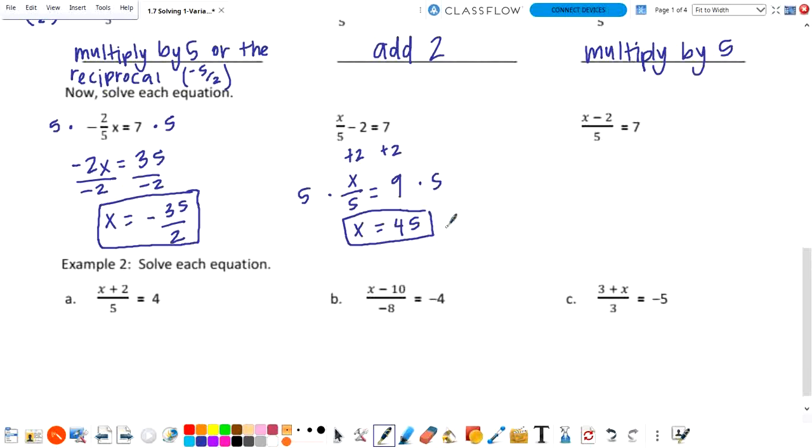For C, we said we needed to multiply by 5 first. So we're going to multiply each side by 5. 7 times 5 gives us 35. And then we're going to add 2. Because this 5 is in the denominator and x minus 2 is in the numerator, that's considered a grouping. So we don't want to add that 2 first until we get rid of that 5. So then we're left with x equals 37.